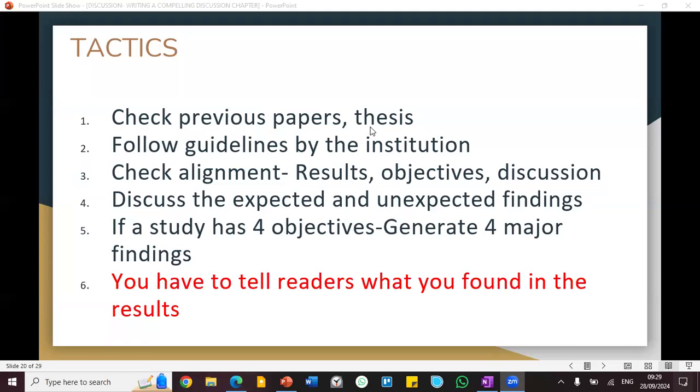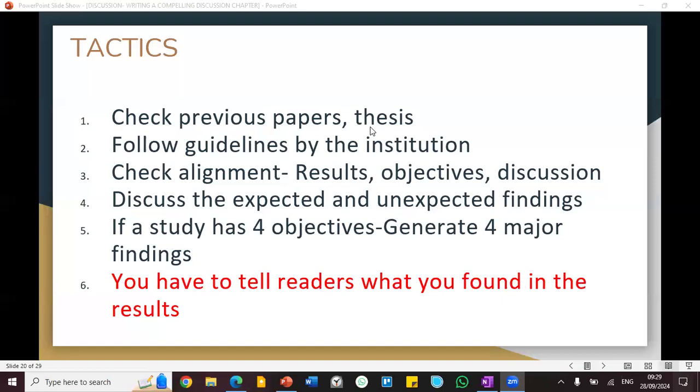Another tactic is ensuring there is an alignment in your work. In your proposal, you already had the objectives. You then went ahead to collect the data. You now have the results. So you combine the results and objectives to write your discussion.